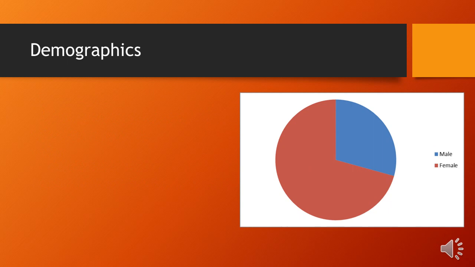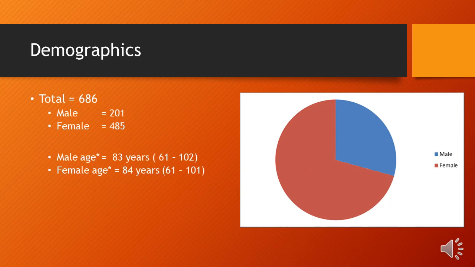Among the 686 patients, there were more female patients with hip fracture and the average age for each group was roughly the same. All but 11 patients received operations for their fracture.